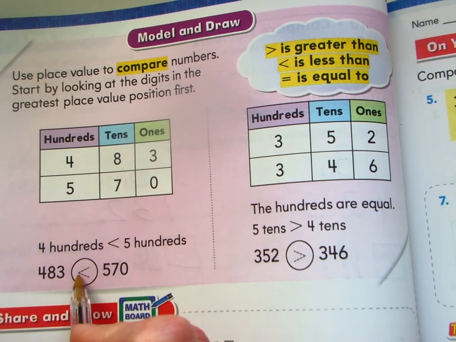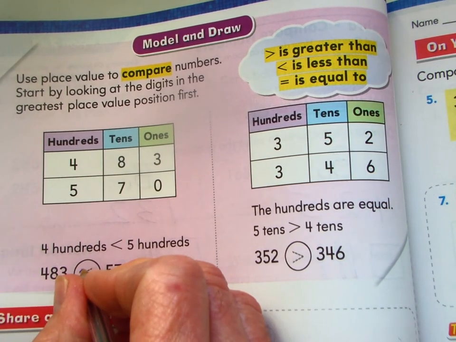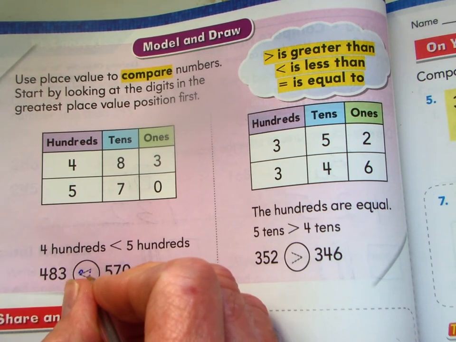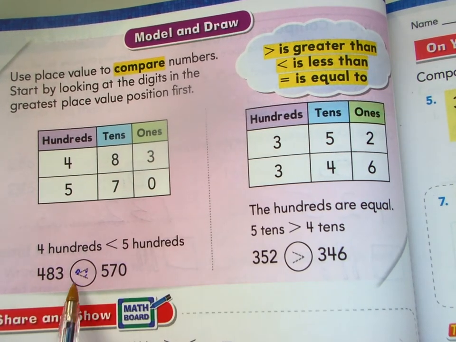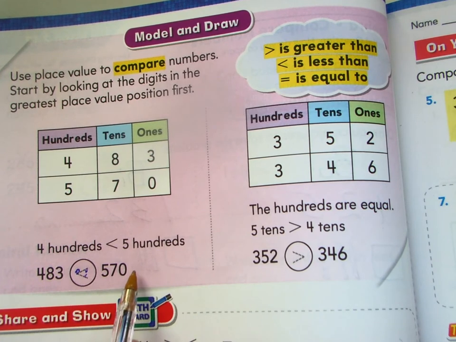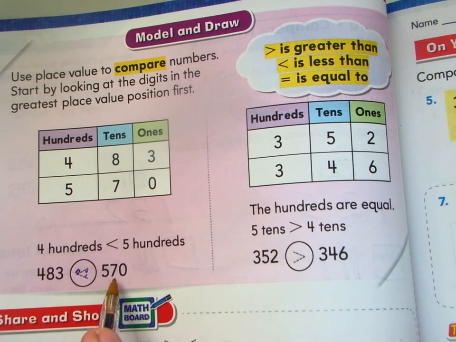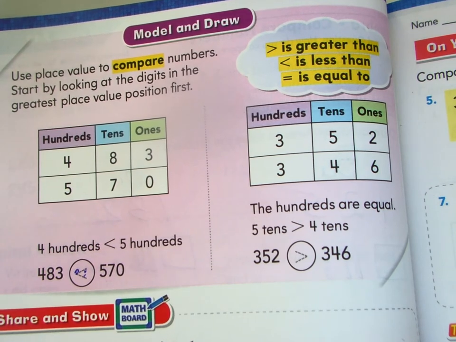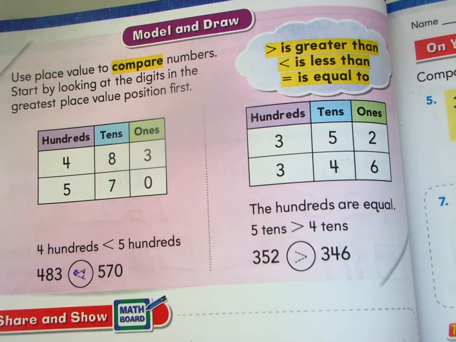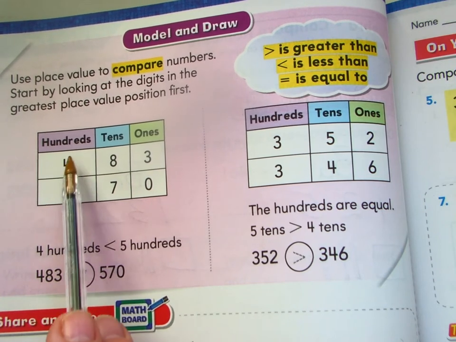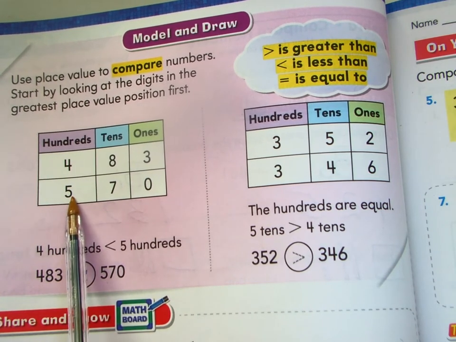Think of it as an alligator or crocodile. There's his eye, right? These are teeth. And what's the rule? The alligator eats the bigger number because it's hungry. Now that's what you do if the hundreds is different. You take the bigger one, right?